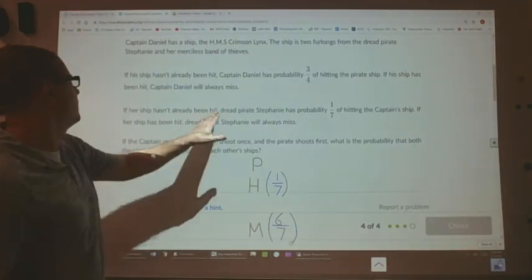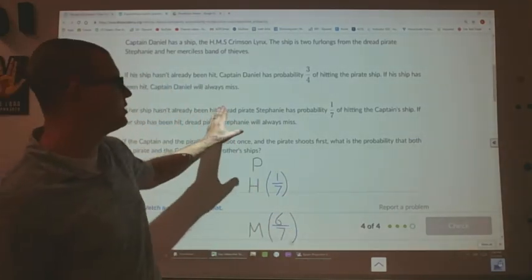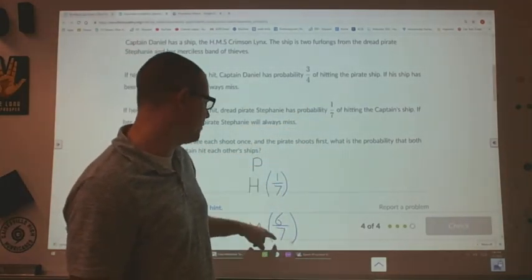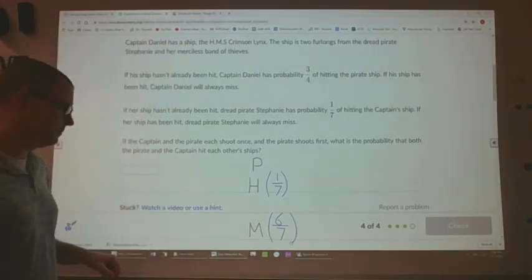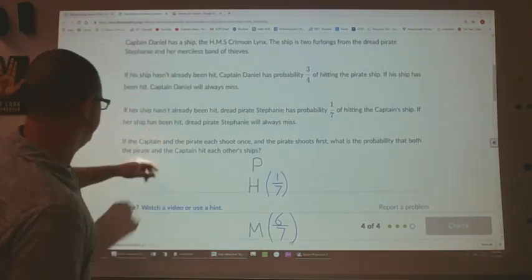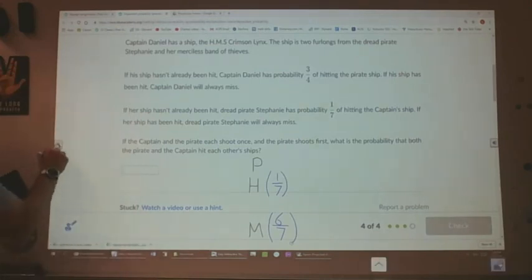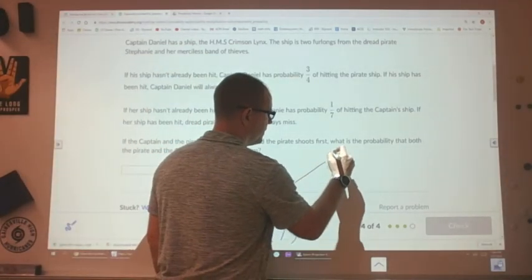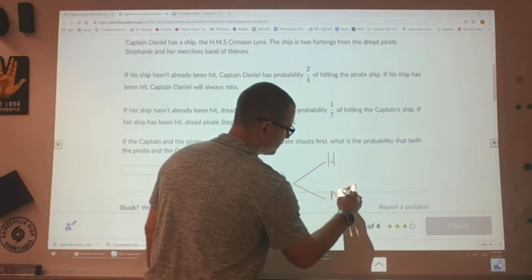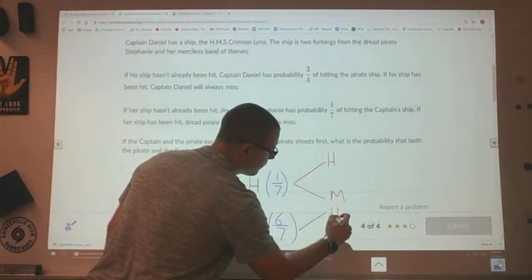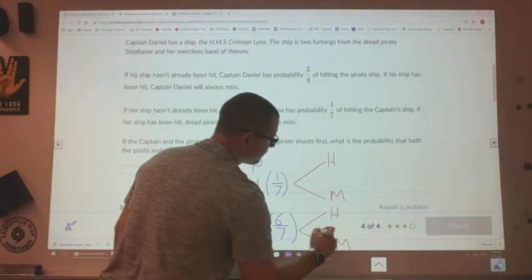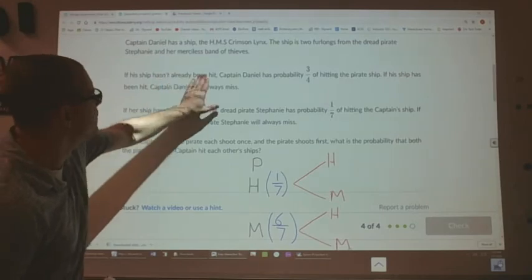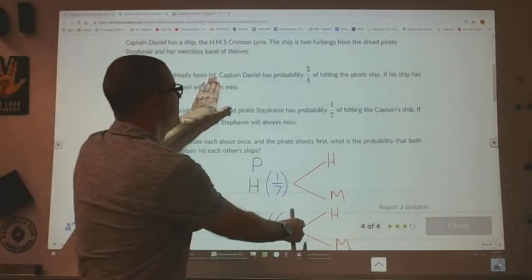This is the case if her ship hasn't already been hit, which means she is either firing first or the other person missed. She has a 1 in 7 chance of hitting, which means she has a 6 in 7 chance of missing. Then, our captain gets to fire. And from there, the captain could either hit or miss. Okay.